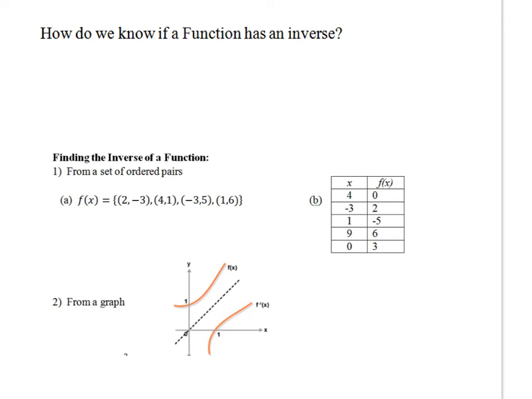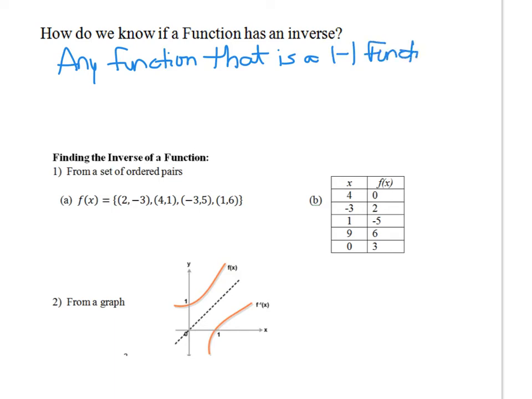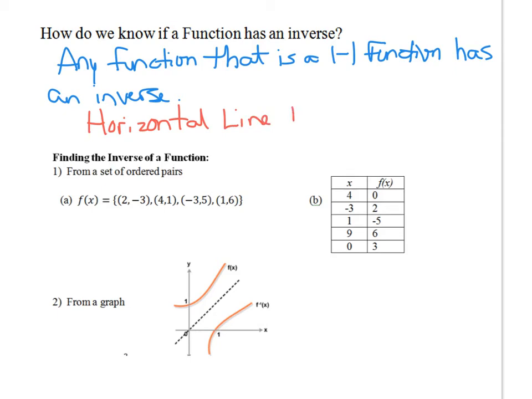Now, how are we going to know if a function does have an inverse? It actually has to do with something that we've been talking about in the last few lessons. A function is going to have an inverse if it is a one-to-one function. So, any function that is a one-to-one function has an inverse. Now recall from our last lesson that in order to know if a function is a one-to-one function, we can use the horizontal line test. That will tell us if it's a one-to-one function, and if it's a one-to-one function, then it's going to have an inverse.